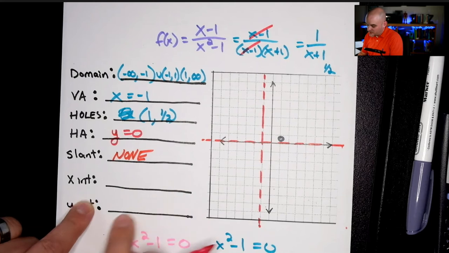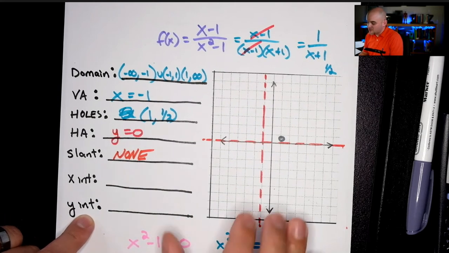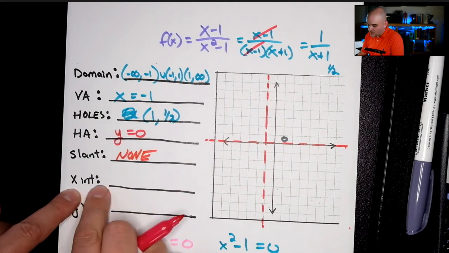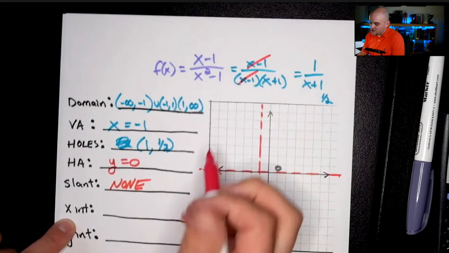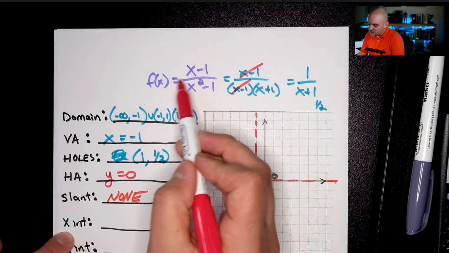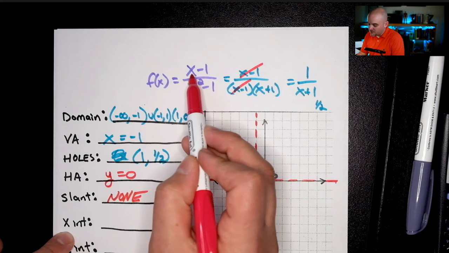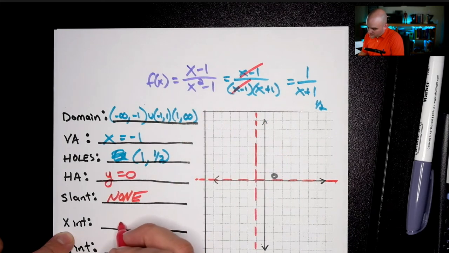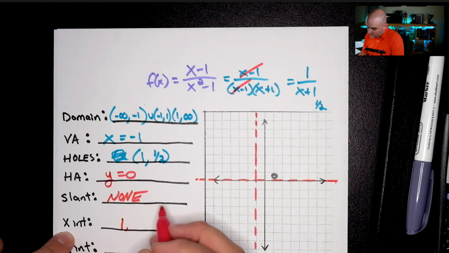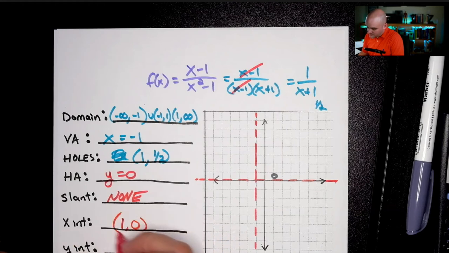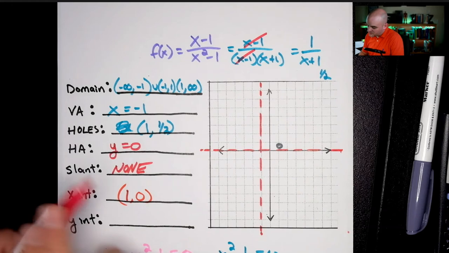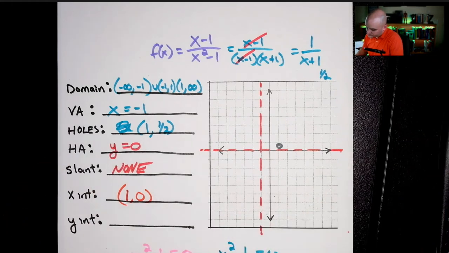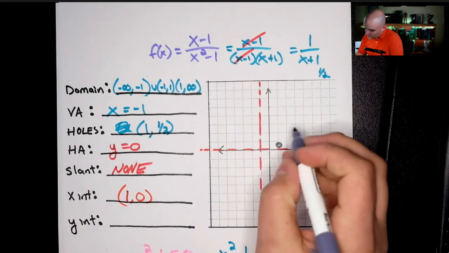And then we need to figure out x and y intercepts. So x-intercept happens when y's value is 0. So what makes the numerator here 0 will make y's value 0, and that is a 1. So when x equals 1, the y value is 0 there. So it crosses at (1, 0), which will be, let's see, right here.